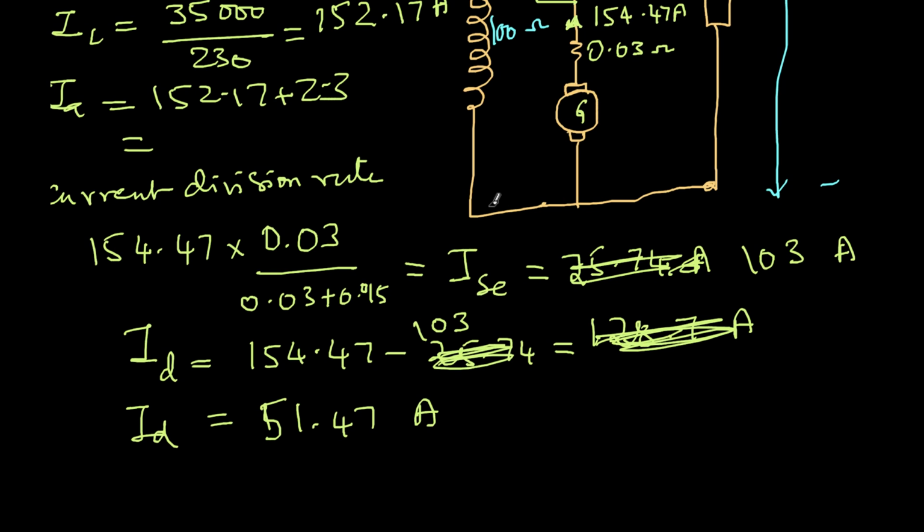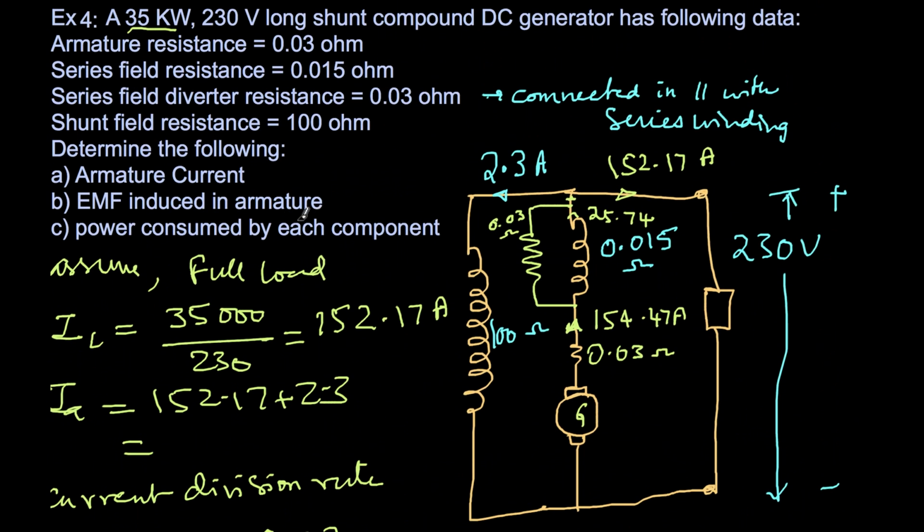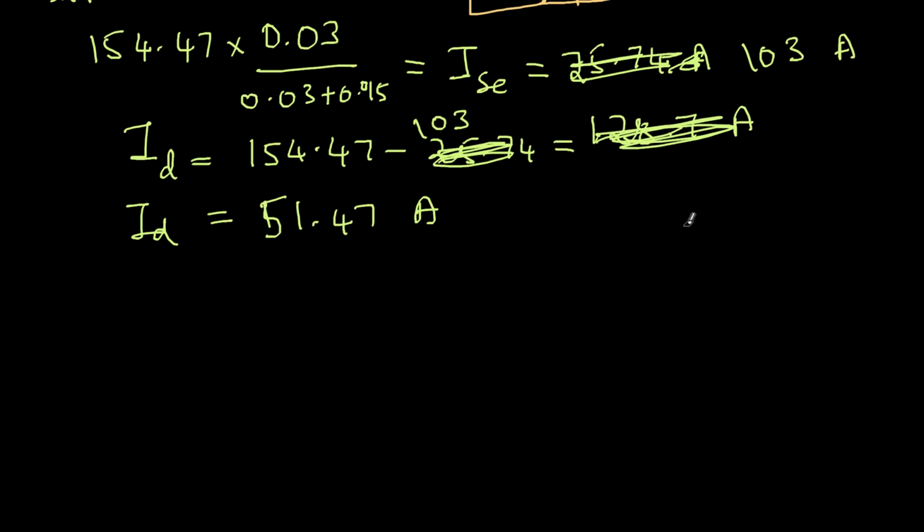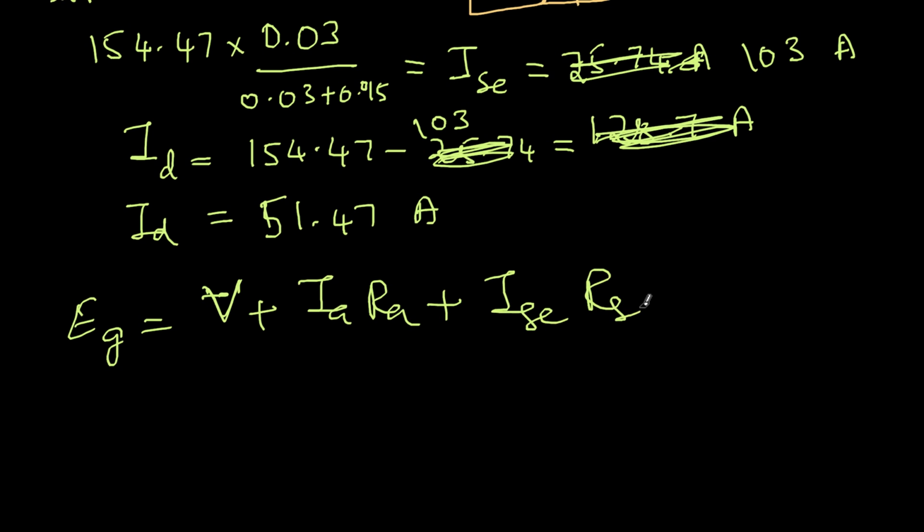So now the thing that is left to be calculated is the EMF. Armature current, I think I have already calculated. I have to find the EMF induced in the armature. How do I find it? The EMF induced in the armature, EG, is nothing but the terminal voltage plus the drop here plus the drop here. So EG is nothing but terminal voltage plus IA RA plus ISC RSC. This term, since it is parallel, is also equal to ID into RD. Anyway, let's do that now.